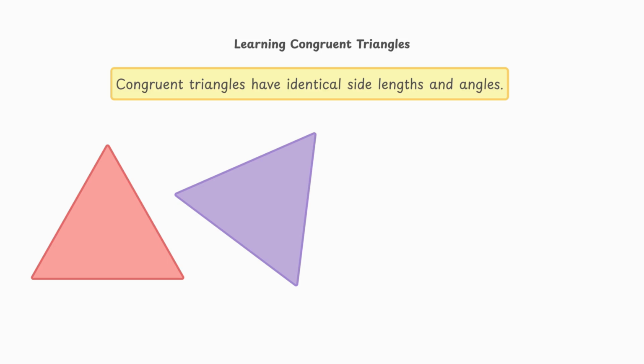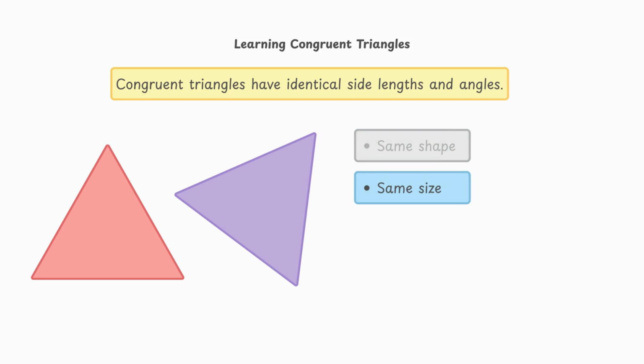So even if a triangle is rotated, flipped, or moved, as long as the size and shape do not change, they are still congruent. Now let's break this down carefully. First, same shape. This means the triangles have the same angles, arranged in the same way. Second, same size. This means all the side lengths are equal, not bigger, not smaller, exactly the same.